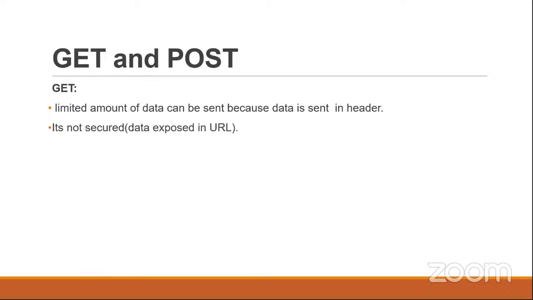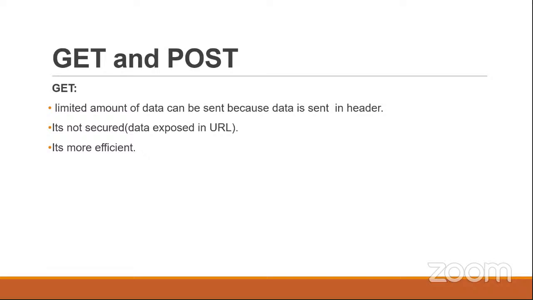So these two are methods of the HTTP protocol. With the help of the get method, we can send a limited amount of data in the header part. A small amount of data can be transferred by using this get method. And yes, the get method is not secured. So why is it not secured? Because the data will be exposed in the URL part.